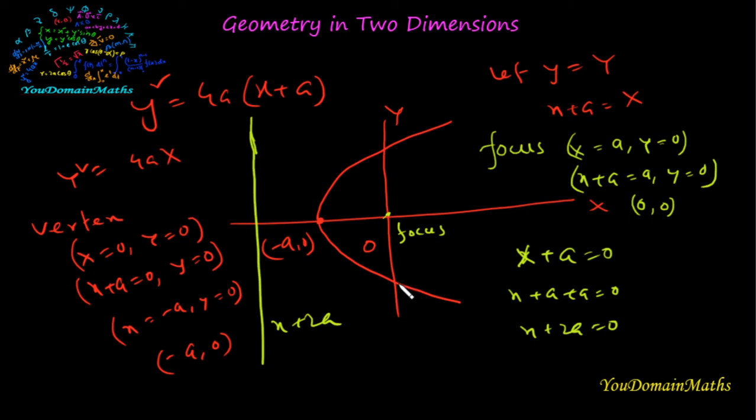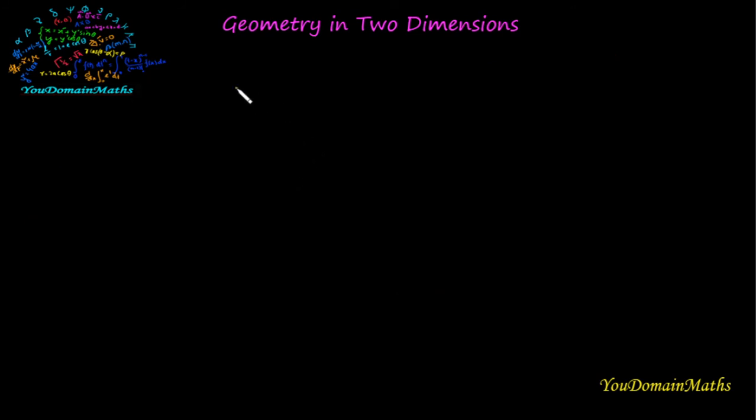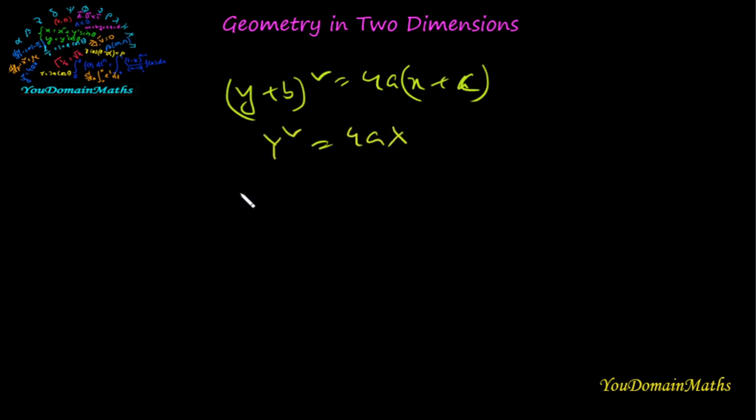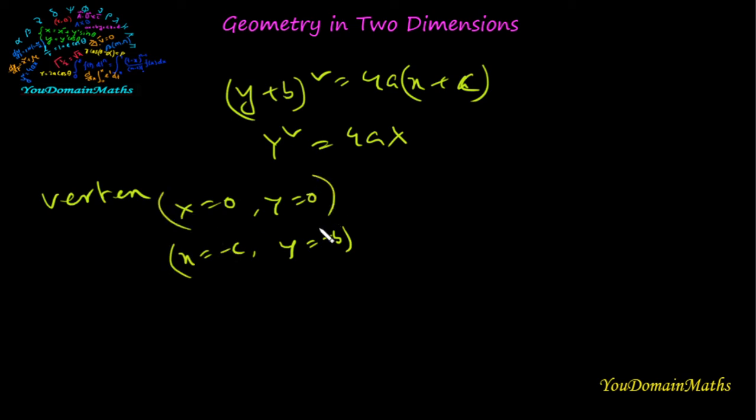Similarly, (y plus b) whole square equal to 4a (x plus c), such types of parabola. Then we see that this is capital Y square equal to 4a capital X. Similarly, the vertex is capital X equal to 0 and capital Y equal to 0. That means x equal to minus c and y equal to minus b. So minus c comma minus b is the vertex.